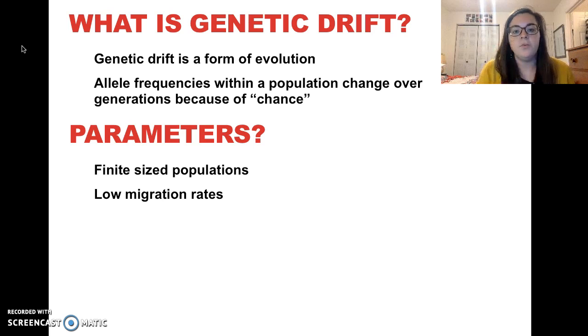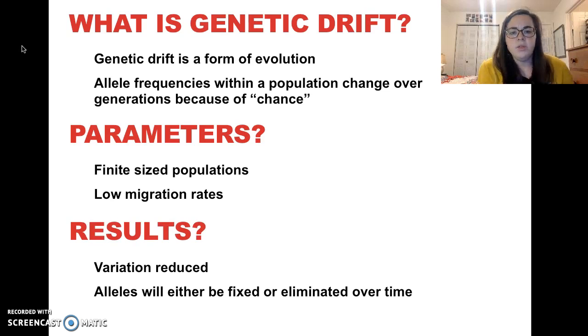The parameters for genetic drift are finite population size. So when you have an example with genetic drift, your population is not going to be enormous. It's actually usually going to be pretty small. And low migration rates. You don't want new alleles introduced to the gene pool because that will throw off the frequencies. And the results of genetic drift are a reduction in variation, and one of the alleles will become fixed while the other will become eliminated.